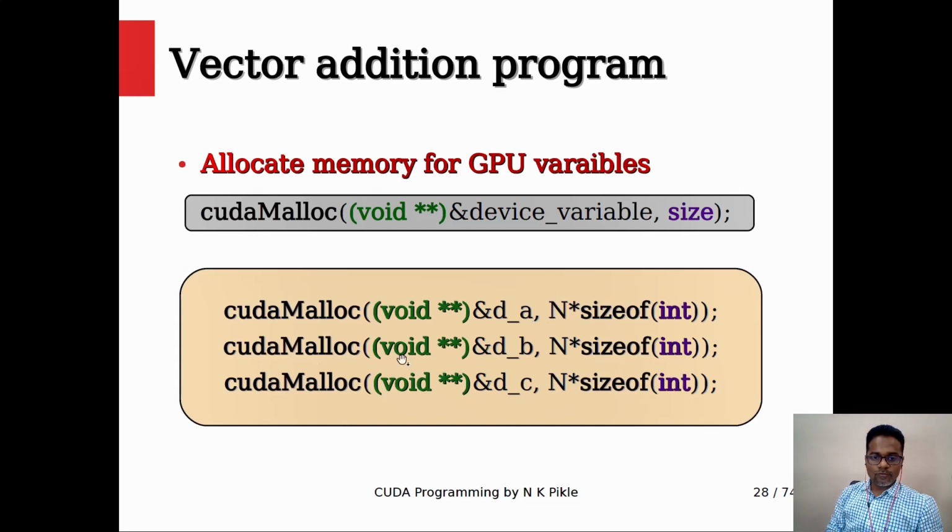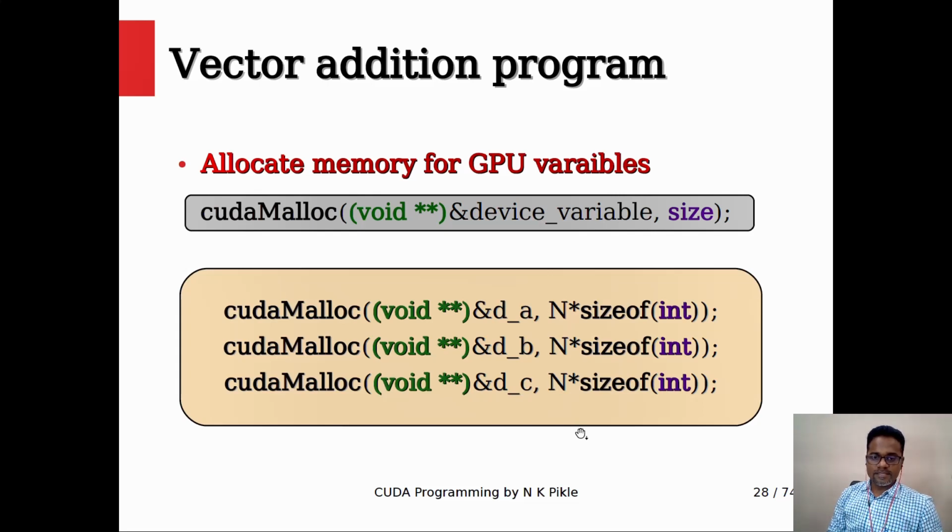Same we are going to follow for d_b variable and d_c. Note that now at this particular stage we have 3 arrays declared on the CPU side and memory allocated for those 3 arrays on the CPU side. 3 array variables are declared on the GPU side and memory is allocated for these 3 arrays on the GPU side. And on the CPU side we have initialized the data.